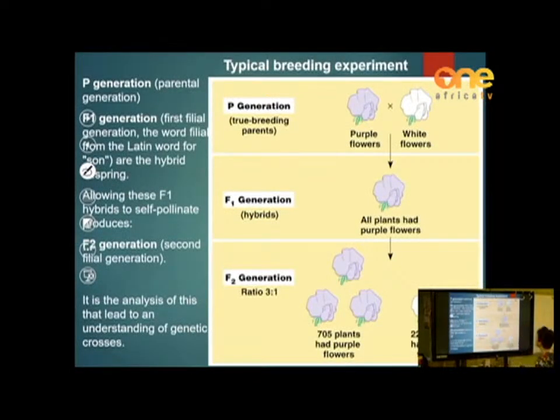Now, what happened was he counted them and he had purple flowers, white flowers. All the first generation was purple. But the second generation had 705 purple and 224 white. That roughly gives us a ratio of 3:1.